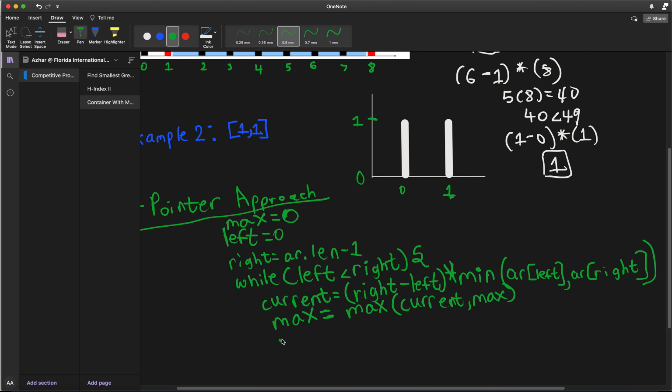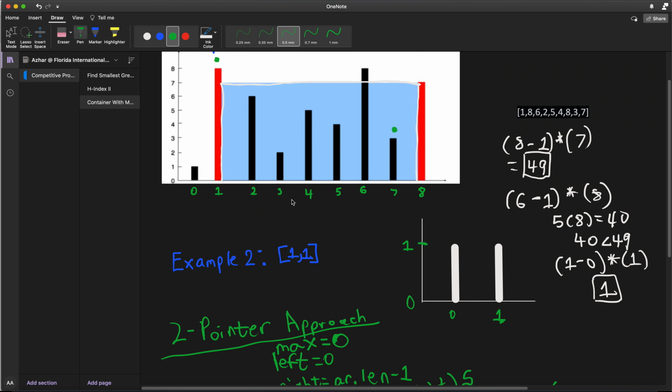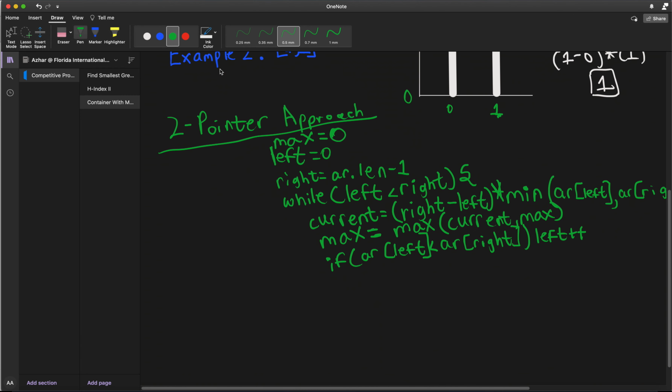So if AR at left is less than AR at right, then I'm just gonna do left plus plus, which, for those of you who do Python, is just incrementing the left pointer by 1 index. So imagine we were to start from 0, it'll just go to 1.